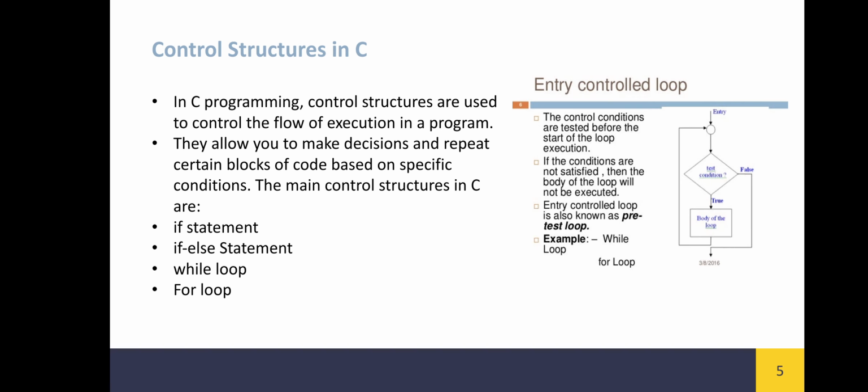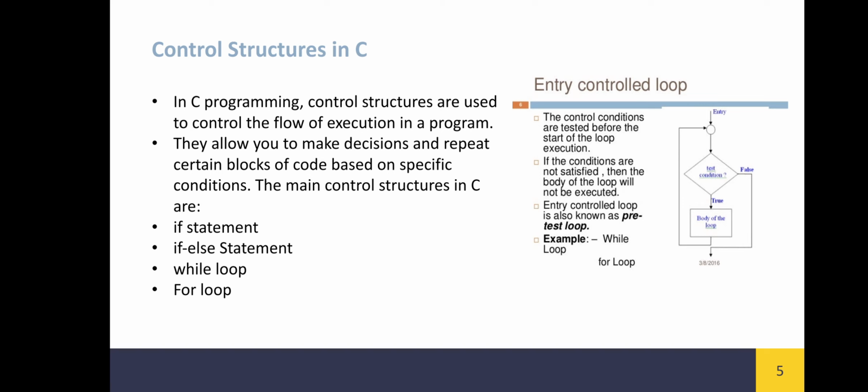So now let's move on to control structures in C. In C programming, control structures are used to control the flow of execution in a program. They allow you to make decisions and repeat certain blocks of code based on specific conditions. The main control structures in C are the if statement, if else statement, while loop, and for loop.